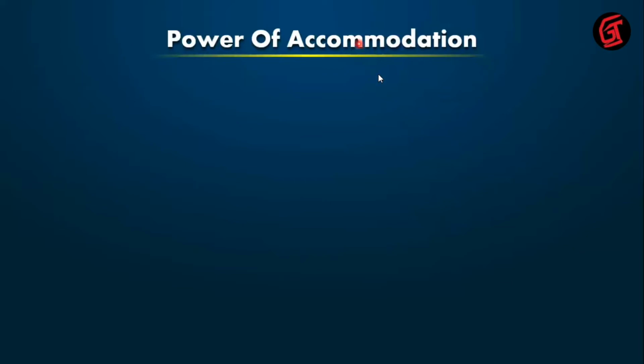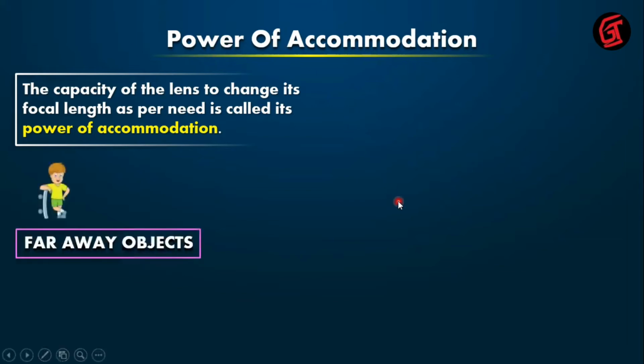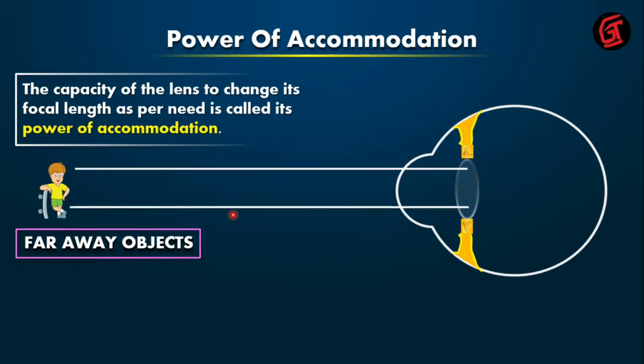The power of accommodation. Power of accommodation means what? Capacity of a lens to change its focal length as per need. That means every lens has to change its focal length according to the need. Now for example, we are using specs, everyone's number is not the same, so we have to make changes in the lens according to whatever number you have. So that is your power of accommodation. Some people can't see far objects clearly, some people can't see nearby objects clearly, so the correction of the eye happens in the lens.